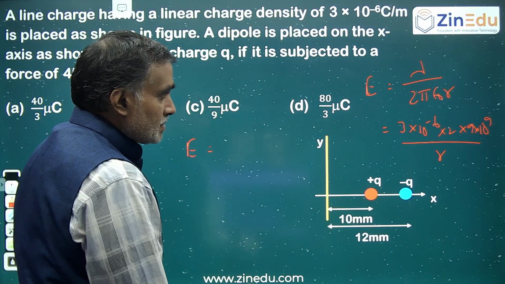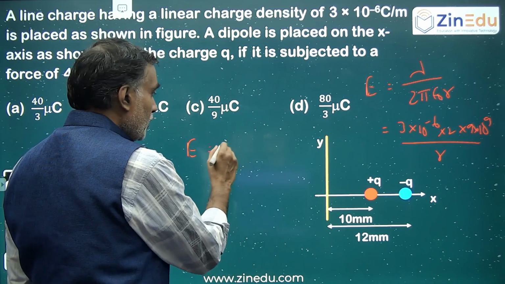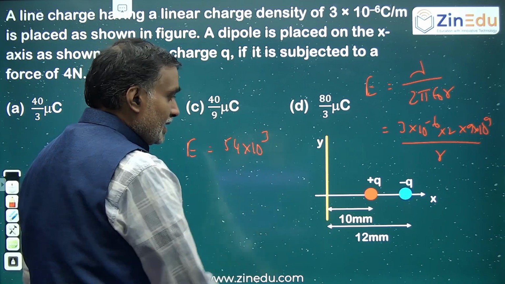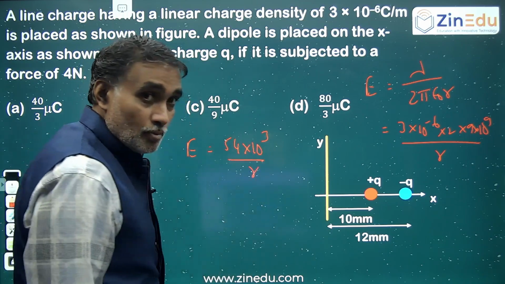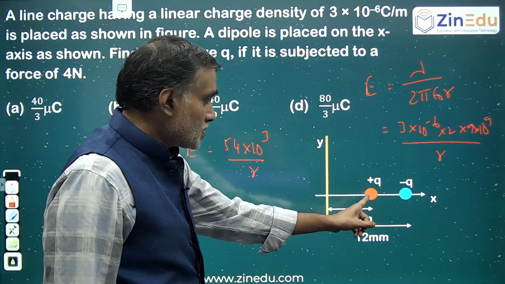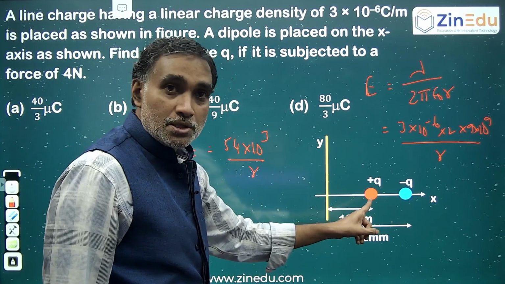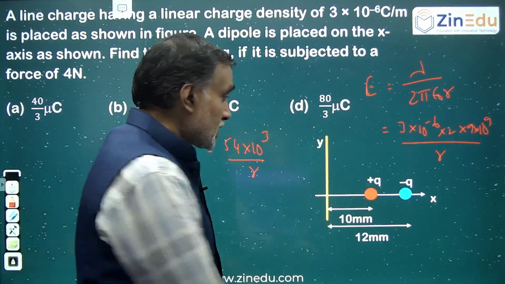Electric field is 3 into 2, 6 into 9, 54, 54 into 10 cube by r. R is in millimeters. This is electric field, Newton per Coulomb. Then here, what is the force? If this is R1 and this is R2, what is force on positive charge? Electric field into Q, towards right, force.